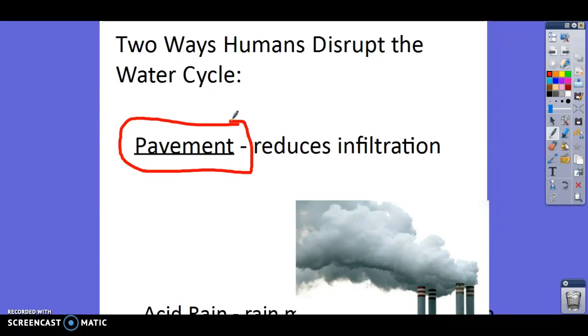So what does pavement do? Well, when we put pavement on the ground, all of a sudden the water can't get through the ground. It can't do the infiltration and it can't get cleaned. It ends up running off, okay? And when it runs off, there's a lot more water that runs off because it couldn't sink into the ground, and it runs off really, really quickly into streams and rivers, and it can cause a lot of flooding. So by having pavement on our land in a lot of different places, we actually can increase flooding because the water can't soak into the ground as well.